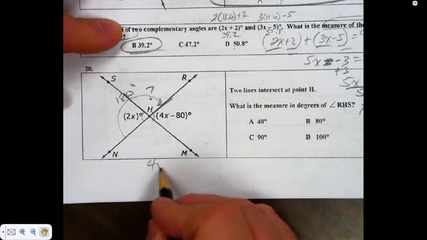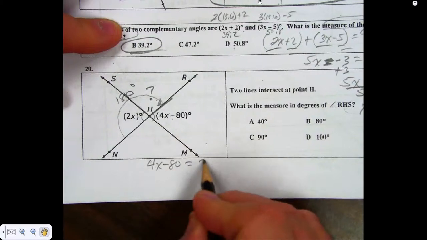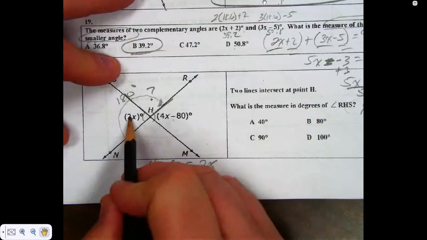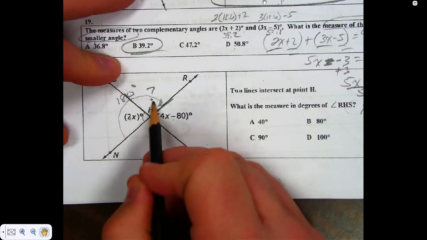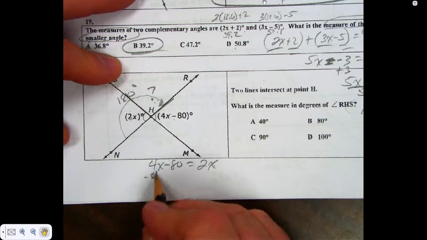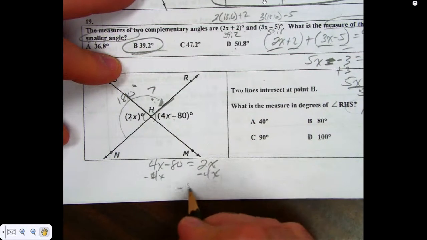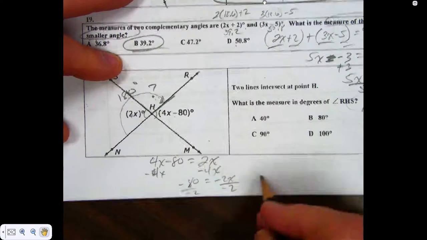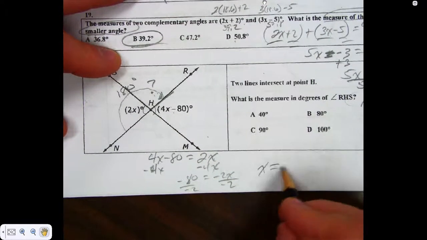So what would my equation be? 4x minus 80 equals 2x. Does everyone agree with that? Why did I set this up? Because if I find x, I know that this angle is 2 times x. Does everybody agree? So I'll be able to find this angle, which will lead me to that angle. So we subtract 4x. Negative 80 is equal to negative 2x. x is equal to a positive what?